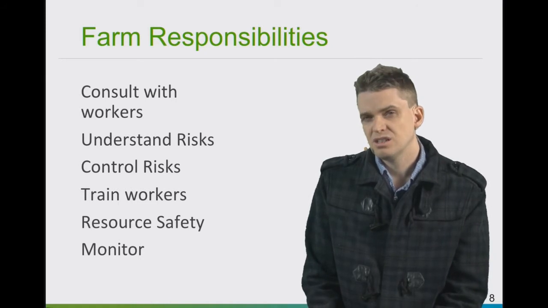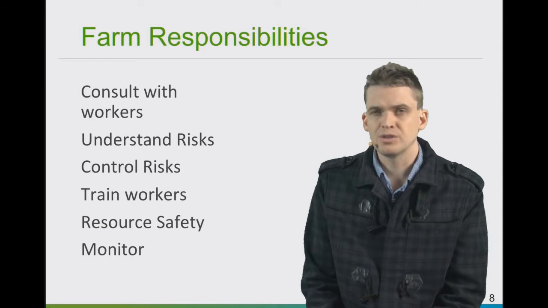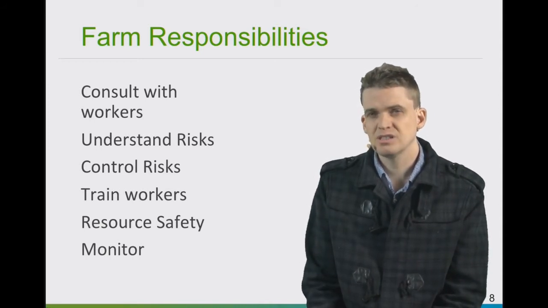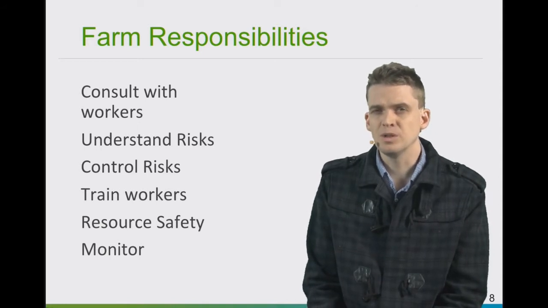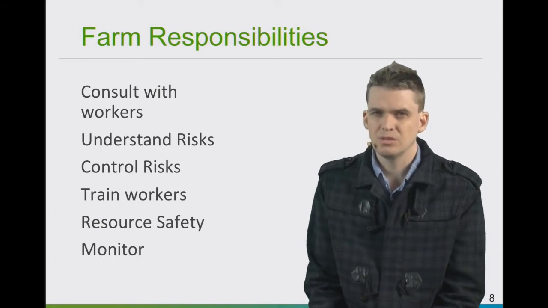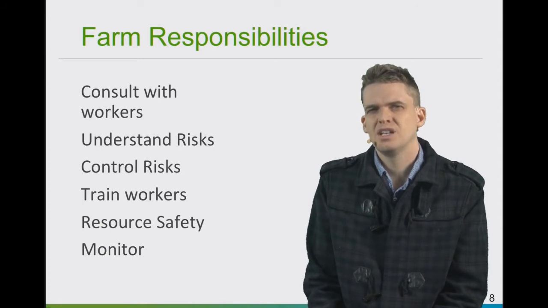Identify risks. What are the high risks? You need to know what you do on your farm that could cause injury. Control the risks. Take those high risks. What are we doing about them? Are we eliminating what we can eliminate? Are we reducing the risk of the things we have to live with? And train people. What do workers need to know to do their job safely?